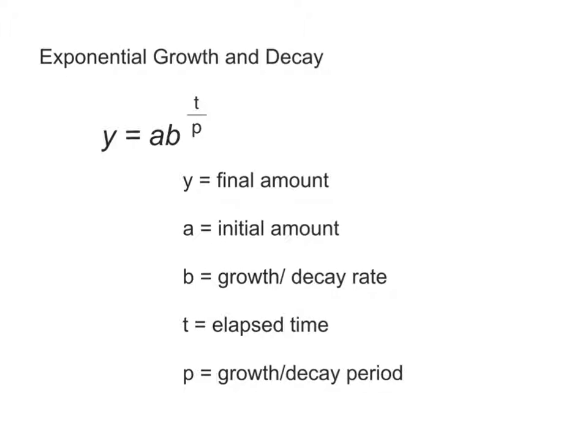And then we have b, which is the growth or decay rate. How quickly is it growing or decaying? In terms of either a percentage or a number, like we often say doubling or tripling, that would be the rate. t is the elapsed time, so how long are you looking at this particular population. And then p is the growth or decay period. How long does it take for that growth or decay rate to happen? So if it's doubling and it takes 3 hours to double, p would be 3 and b would be 2.